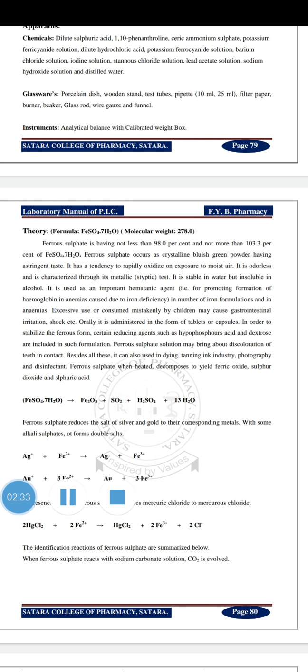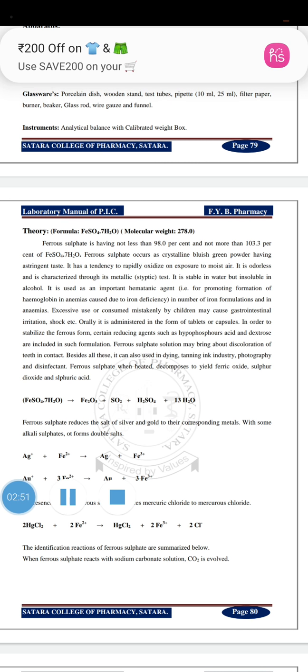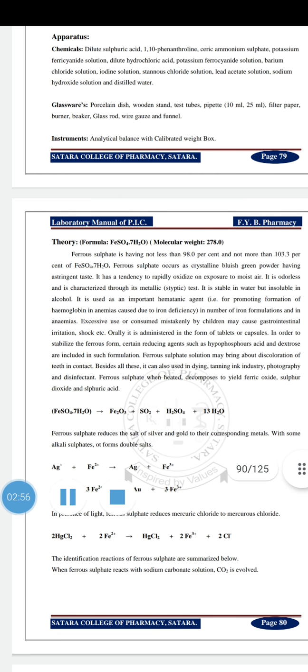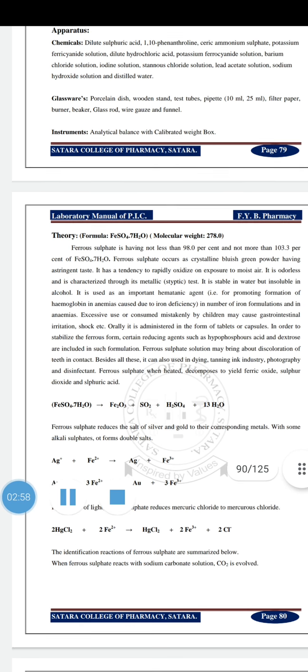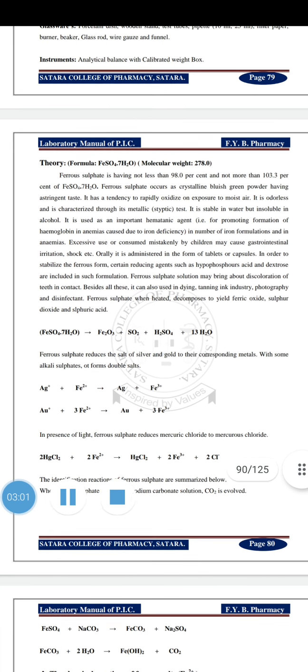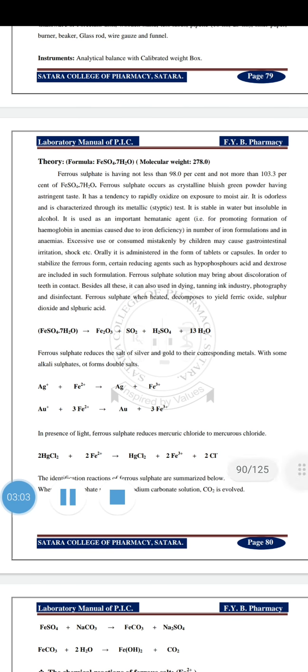In order to stabilize the ferrous form, certain reducing agents such as hypophosphorous acid and dextrose are included in such formulations. Ferrous sulfate solution may bring about discoloration of teeth in contact, and it is also used in dyeing, tanning, ink industry, photography, and disinfectant. Ferrous sulfate, when heated, decomposes to yield ferric oxide, sulfur dioxide, and sulfuric acid.